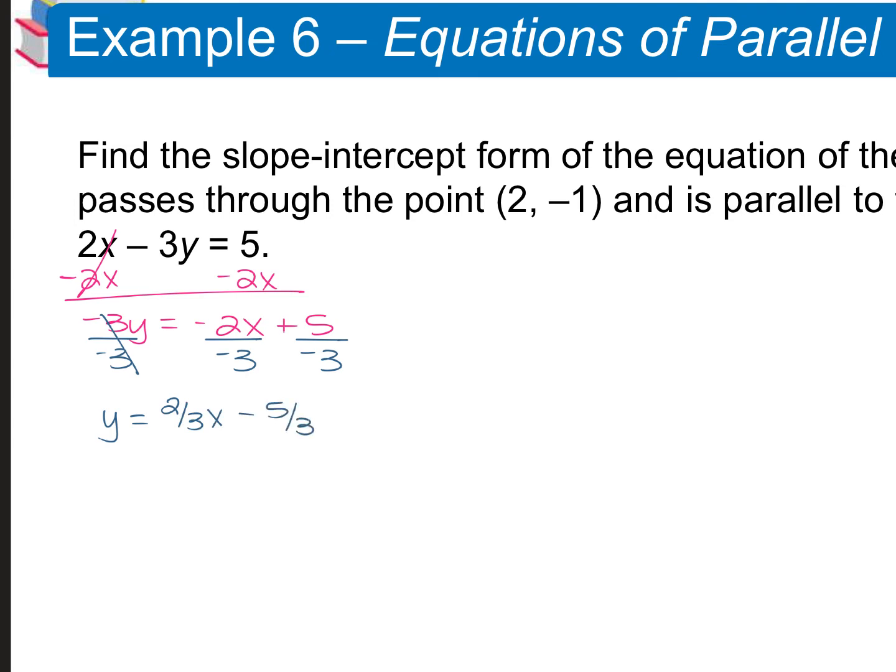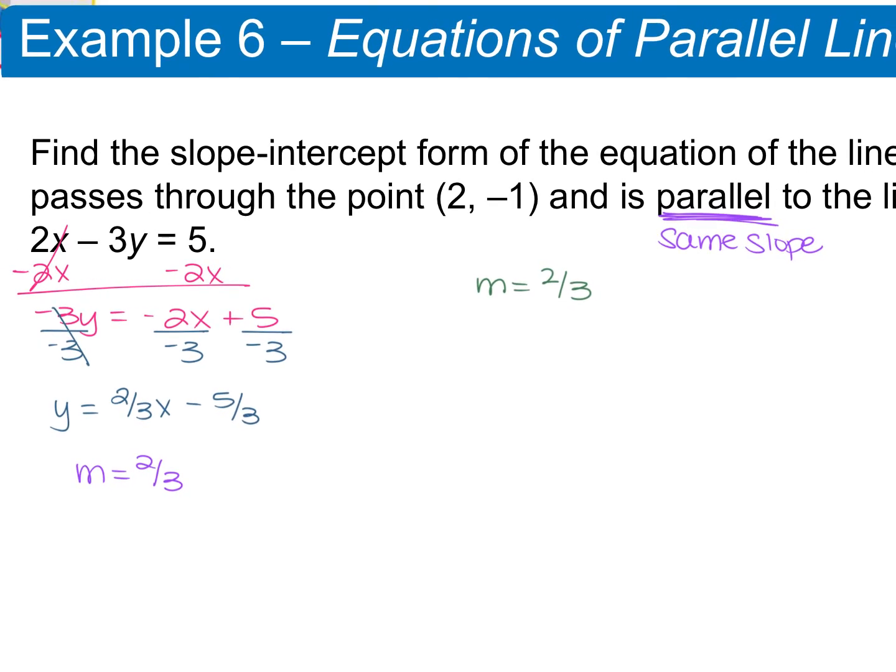If we are looking at this in slope-intercept form, what is our m, or our slope, from this? 2 over 3. Because our slope is 2 over 3, and we're working with a parallel line, which is going to have the same slope, our equation that we're going to find is going to include the slope that is 2 over 3. We're also going to use the point that's given to us for the new line, which is 2, -1.